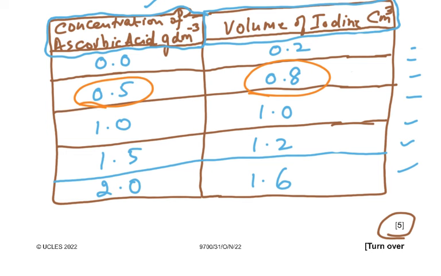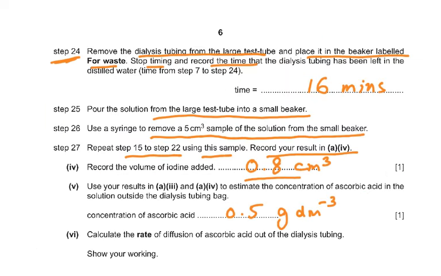I was just going to check your paper, what you had written. I didn't have to look at the pattern of the whole class or anything. If I was the examiner, I'd check your paper according to what is given in your table. So if I wrote 0.8 cm^3, then you use your results in A3 and A4 to estimate the concentration of ascorbic acid in the solution outside the dialysis tubing. That was 0.5 g dm^-3.